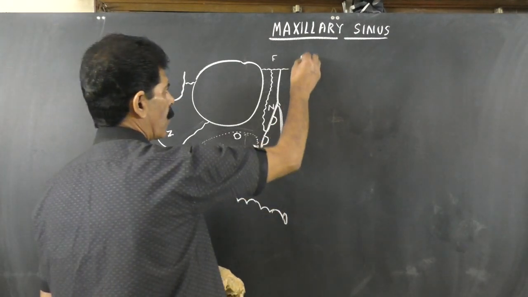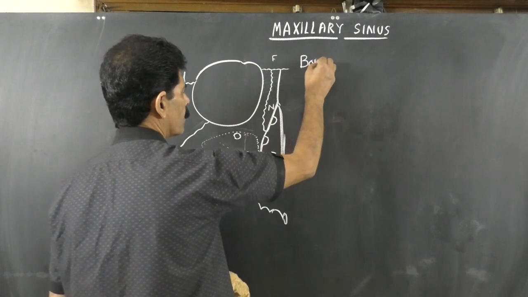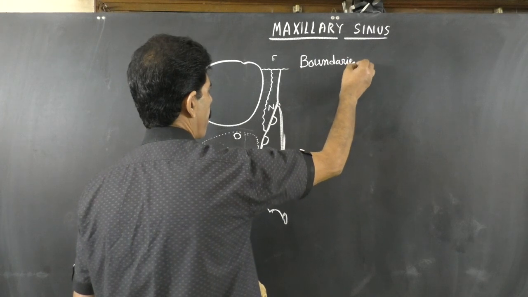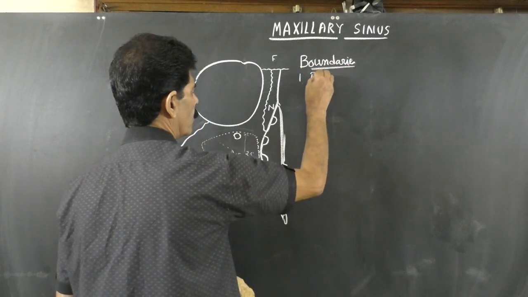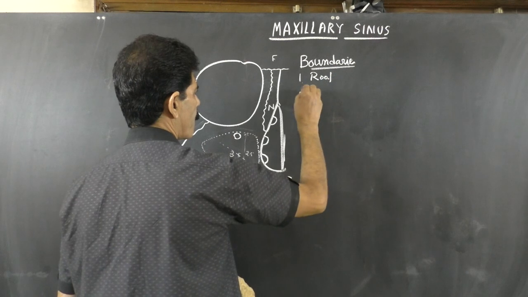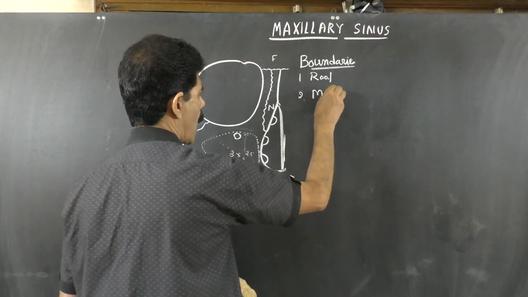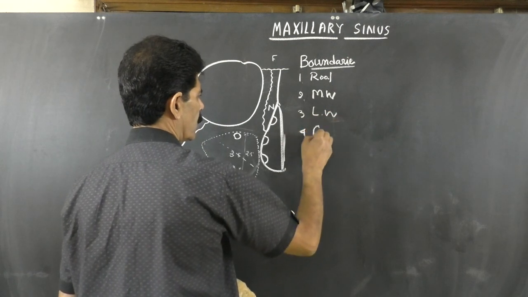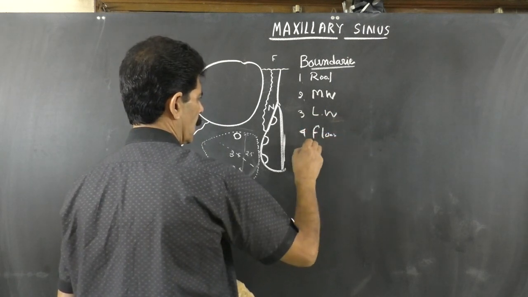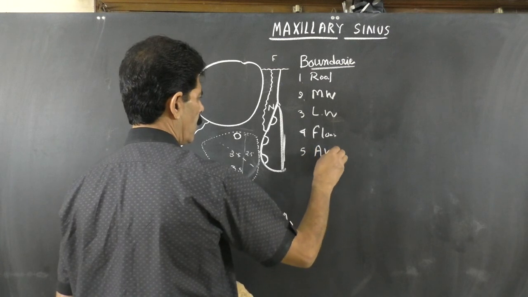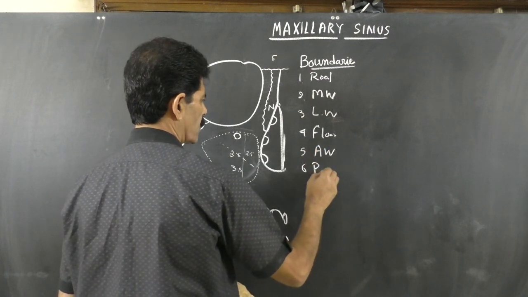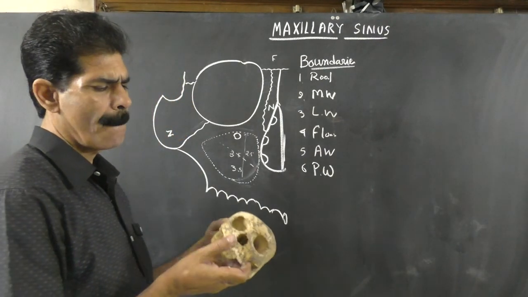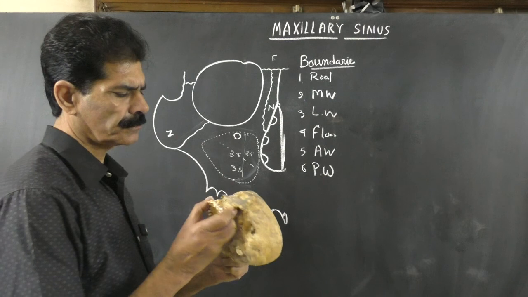Regarding its boundaries, it has a roof, a medial wall, a lateral wall, a floor, and it has the anterior wall and the posterior wall as well. So this is the maxillary sinus.